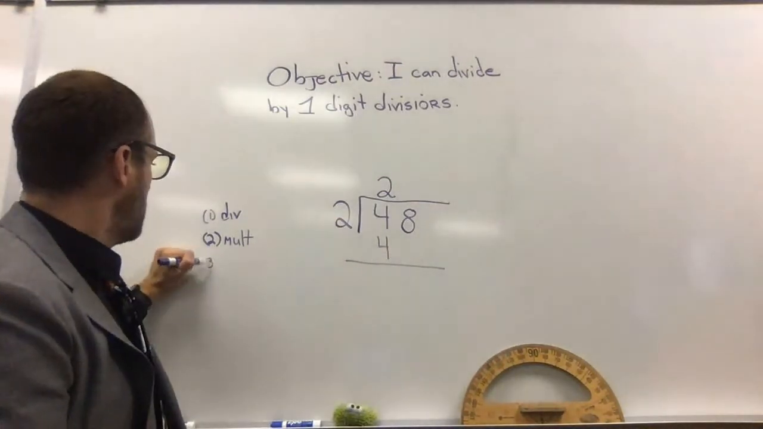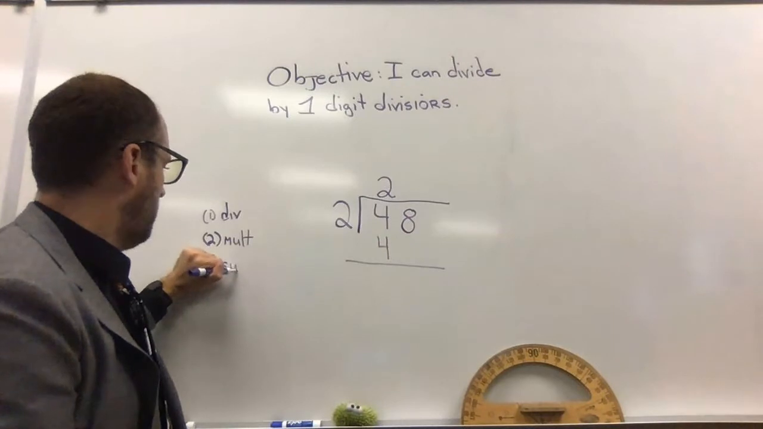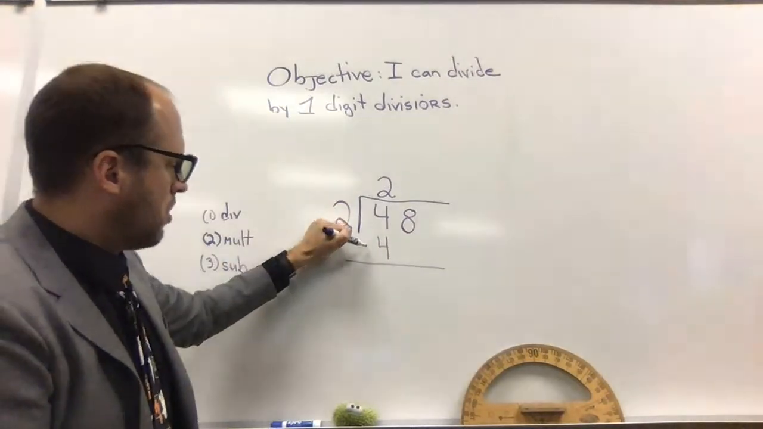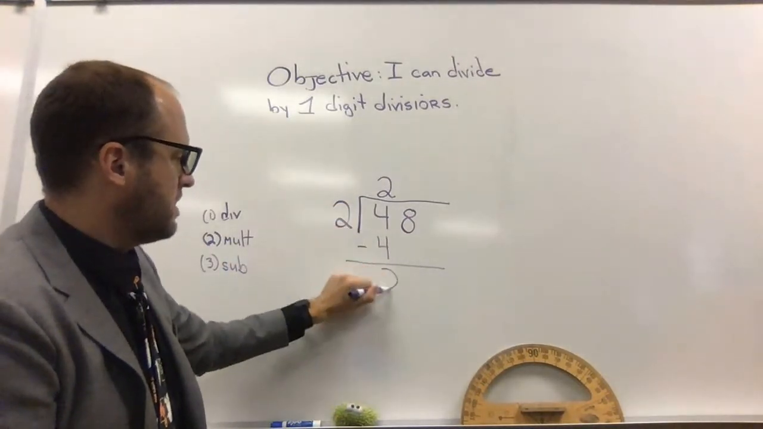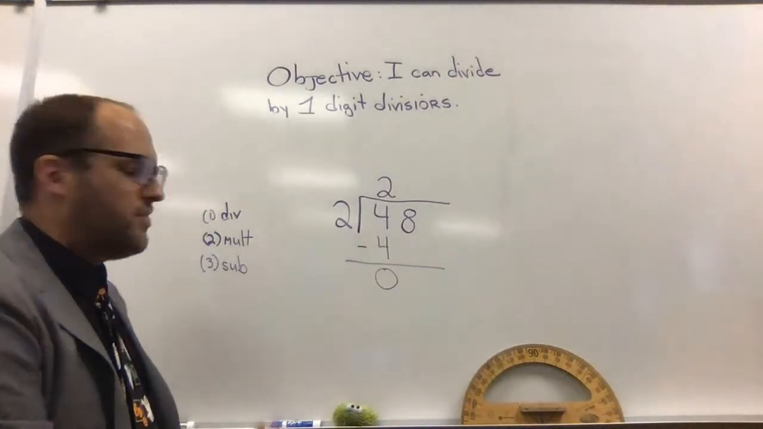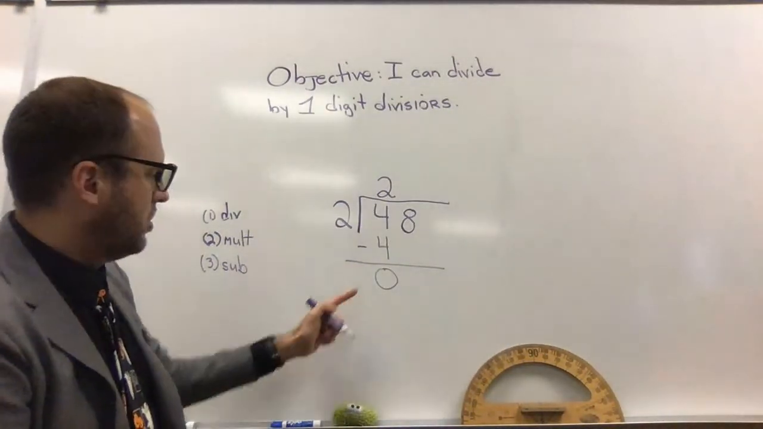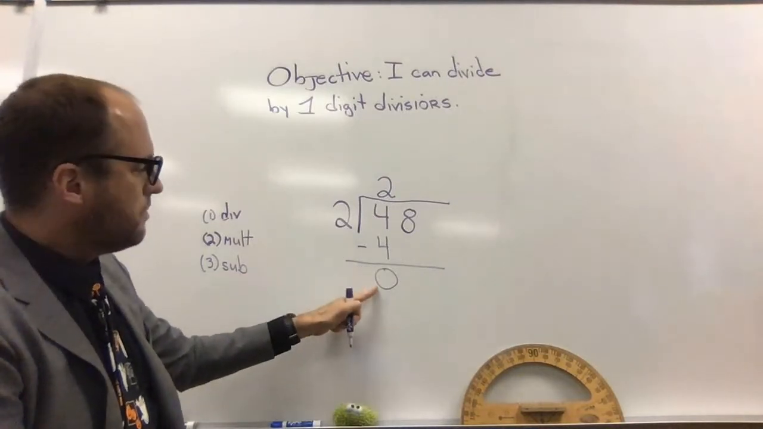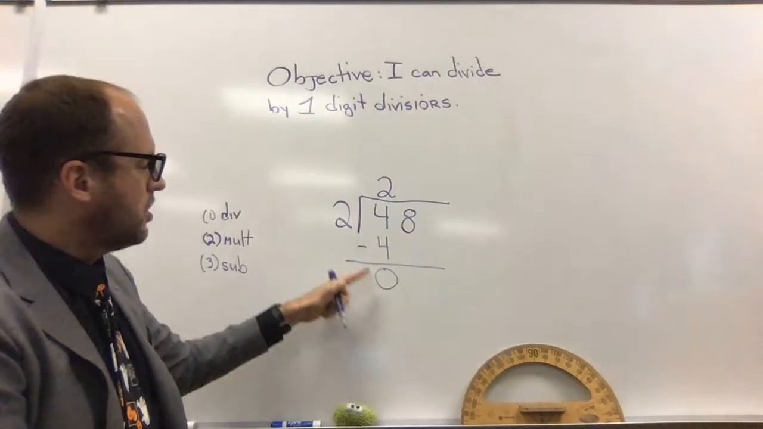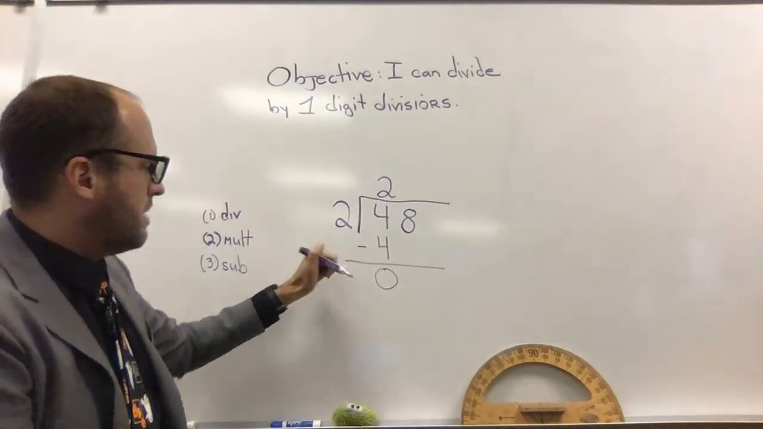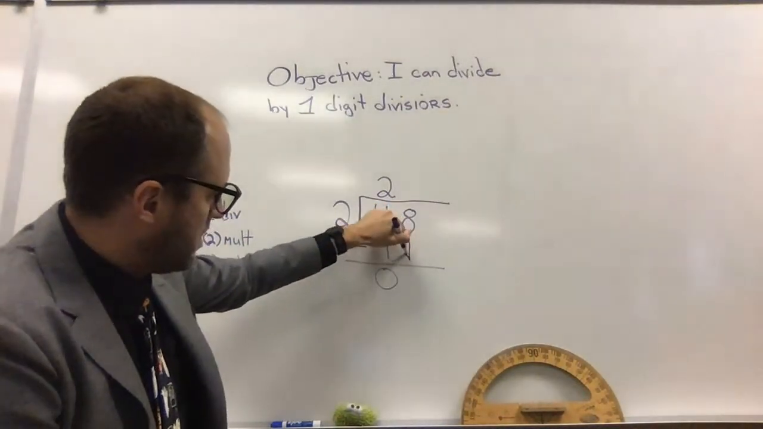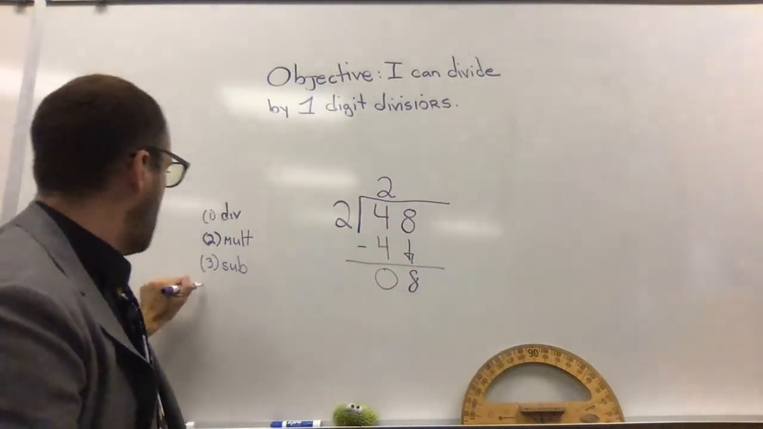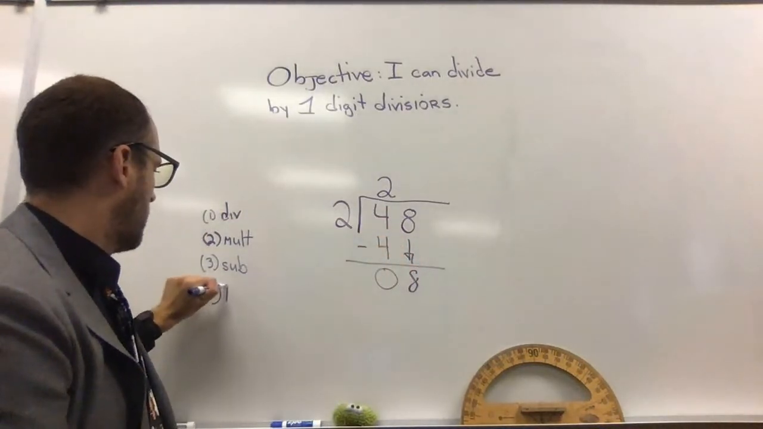The next step in division is subtraction. 4 minus 4 is 0. And then what we have to do at that point is look at what we've subtracted and our divisor. If our number that we subtracted is smaller than the divisor, then we can bring down the 8, which is our next step. Bring down. And I'm going to write bring down.